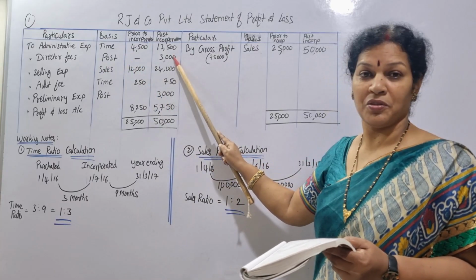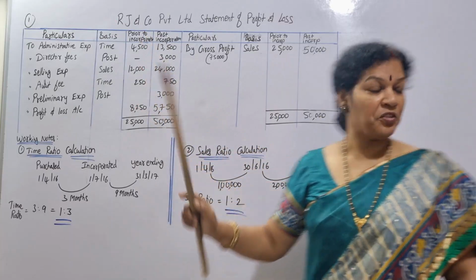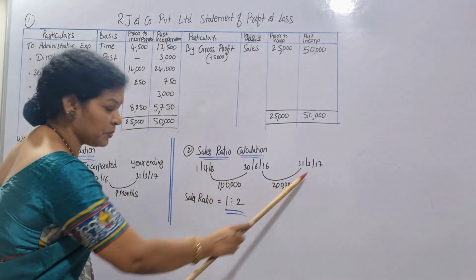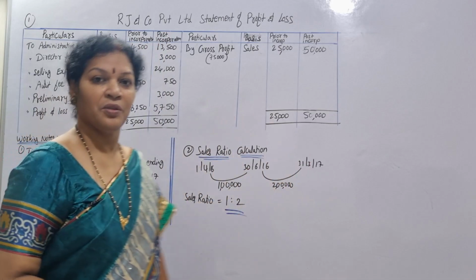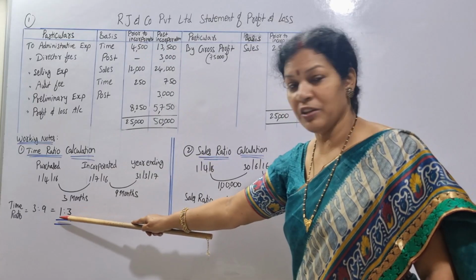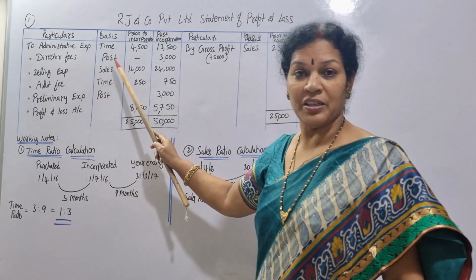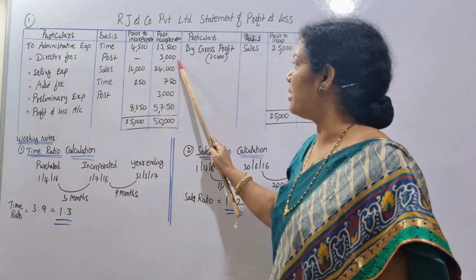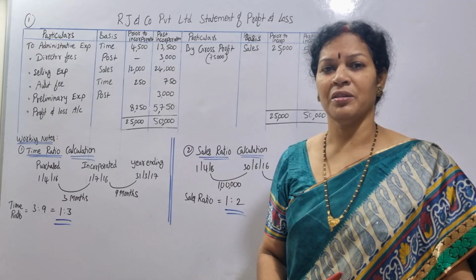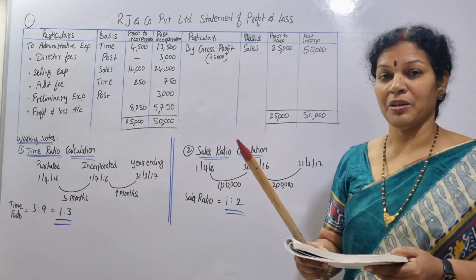Post means post. By the way, the columns are particulars, basis, prior to incorporation, meaning this period, and post incorporation, meaning this period. Prior, post, in this ratio. If it is time ratio, 1 is to 3. If it is sales ratio, 1 is to 2. And where is director fee? Director fee can be posted directly here, no need for prior, and no need to take either sales ratio or time ratio. Okay, next, after director fee, selling expenses. Selling expenses always on the basis of sales.